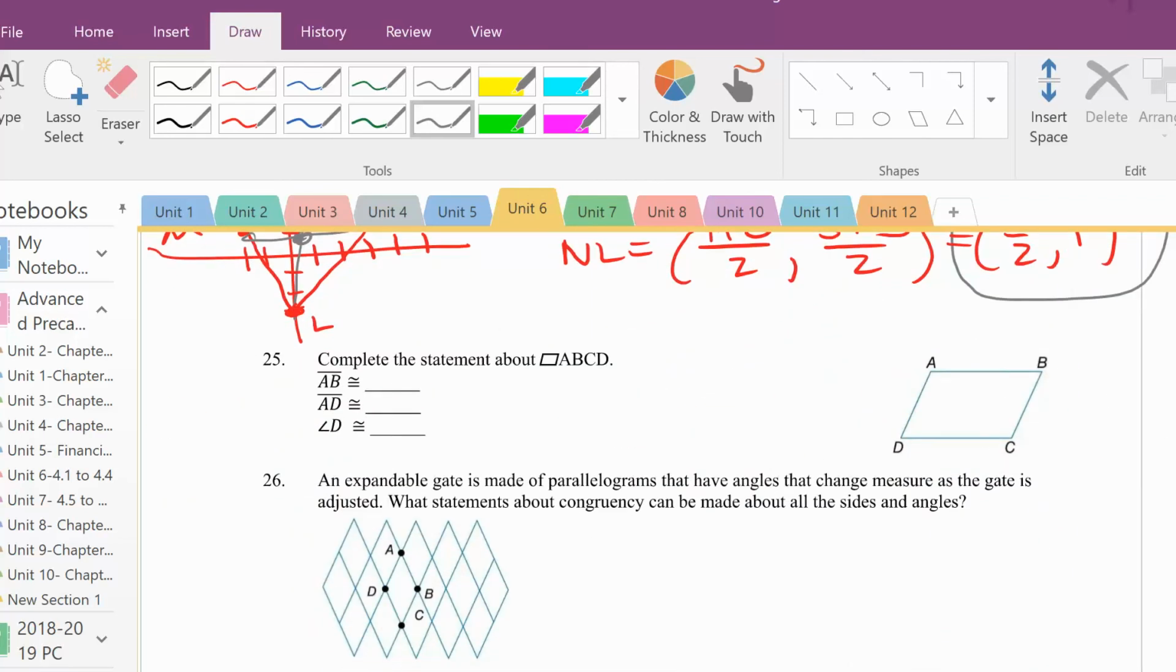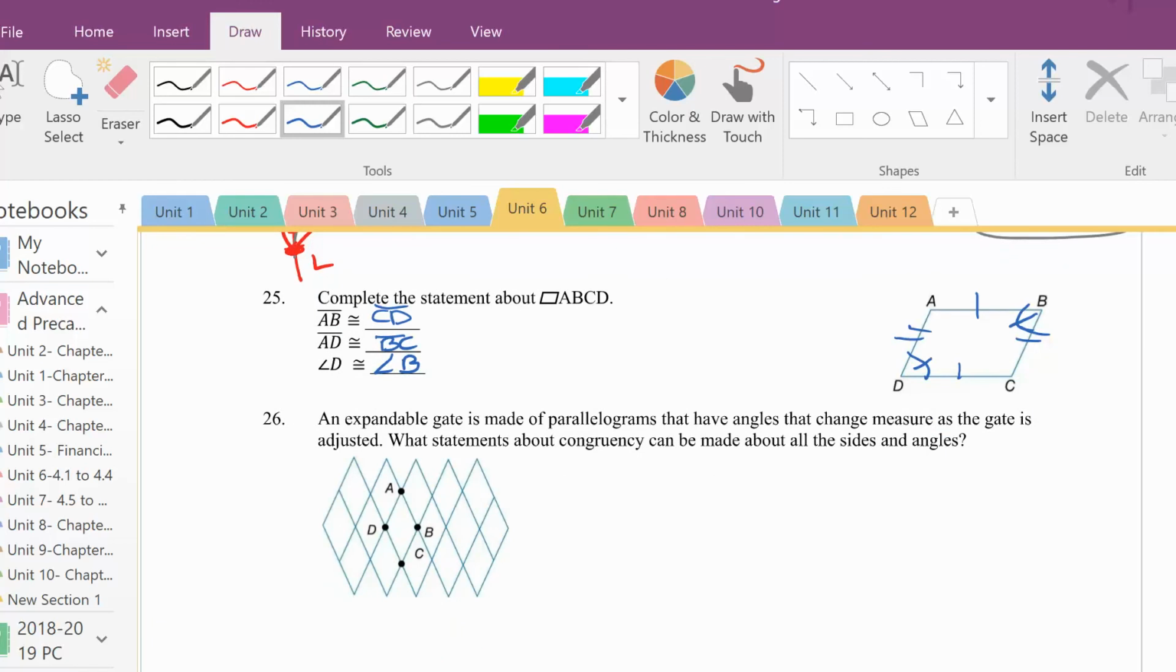All right, complete the statement about parallelogram ABCD. AB is congruent to CD, because remember, opposite sides are congruent. AD would be congruent to BC. And angle D would be congruent to angle B, because the opposite angles are congruent.